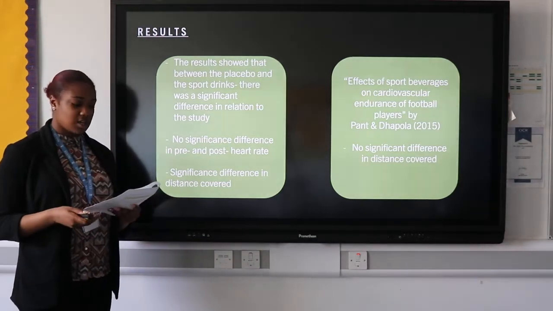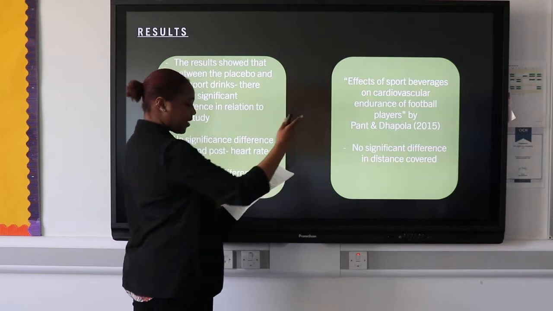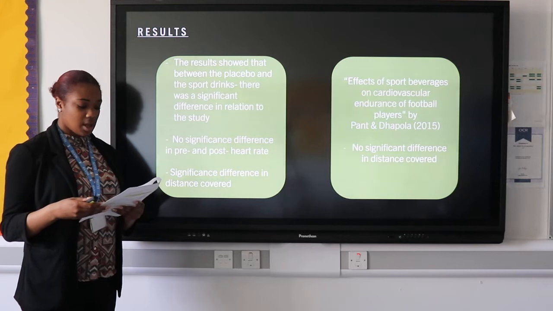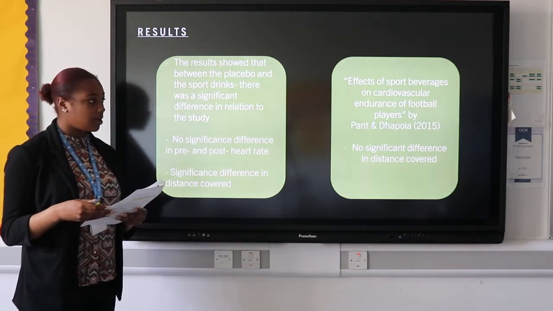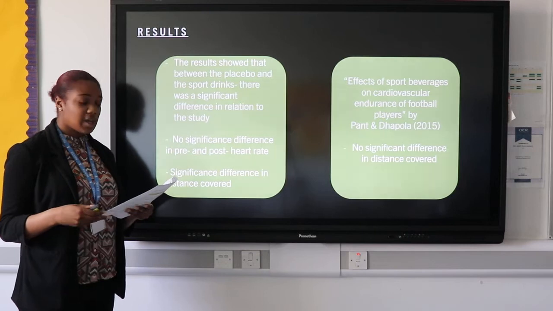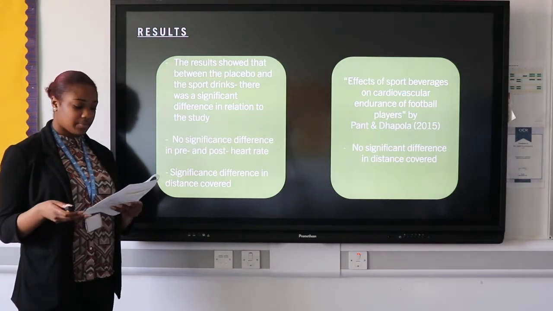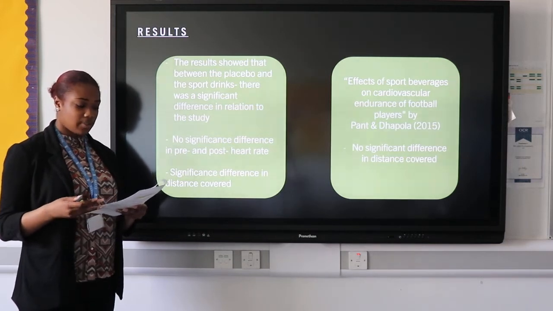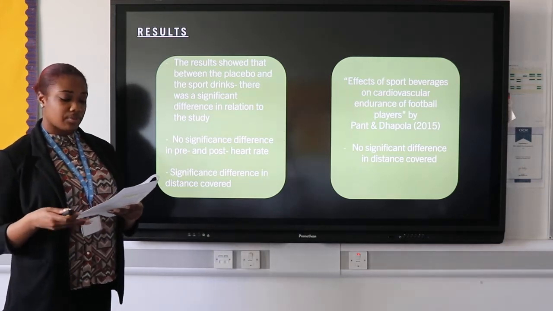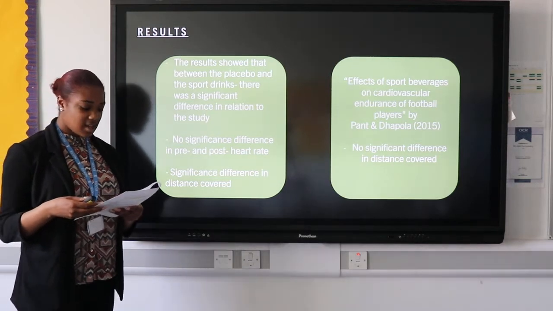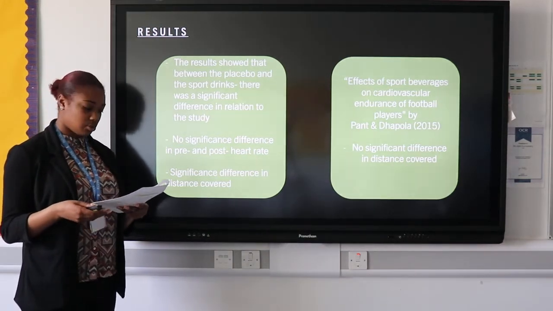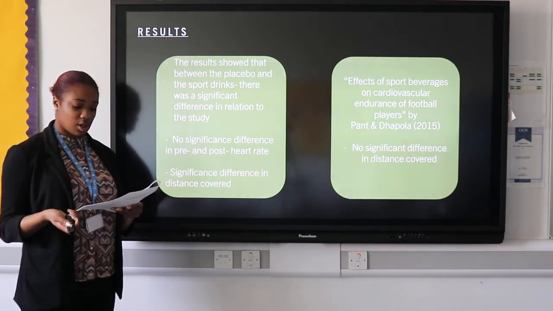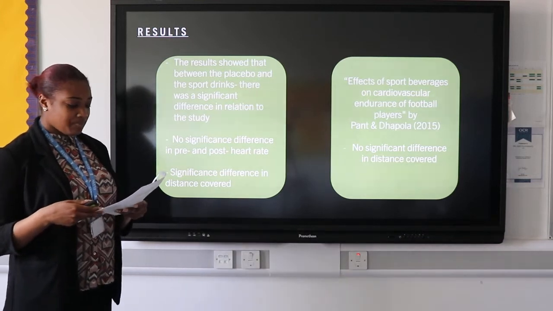This relates to a previous study shown here, effects of the sport beverages on cardiovascular endurance of football players. This was done by Pan and Polar in 2015. The participants consisted of 48 male players aged 15 to 17. They completed a 9-minute Cooper run test, and the competitors were divided into two groups. The results show that there was no obvious difference between the two drinks regarding the cardiovascular endurance.